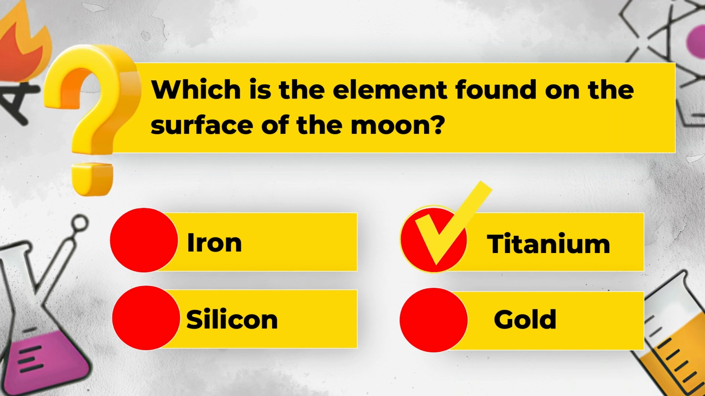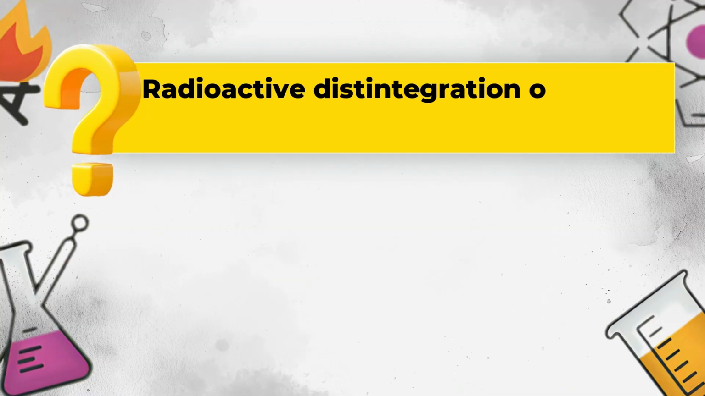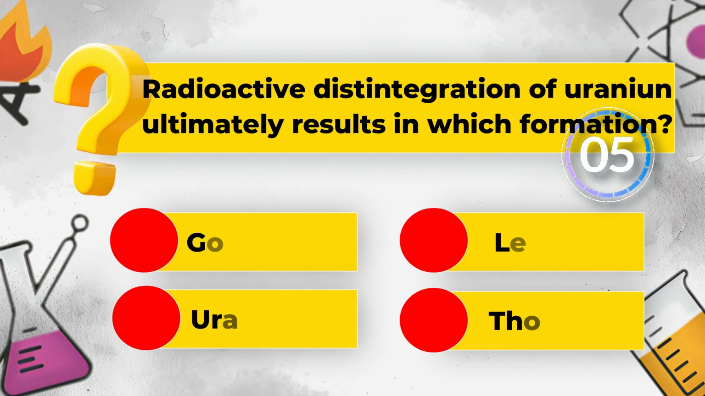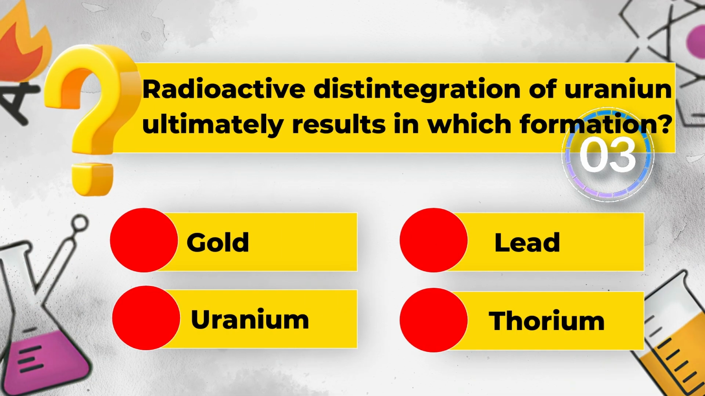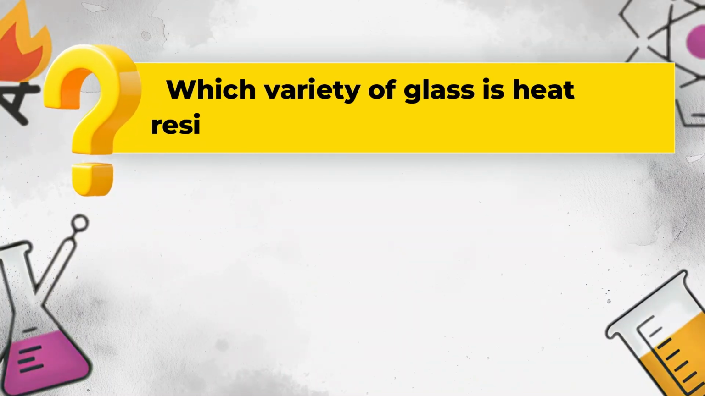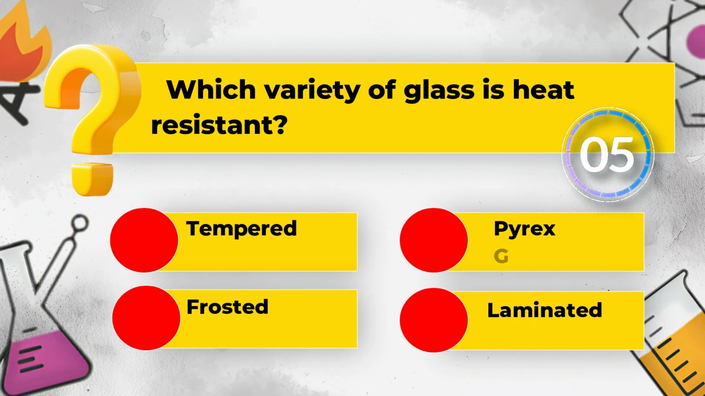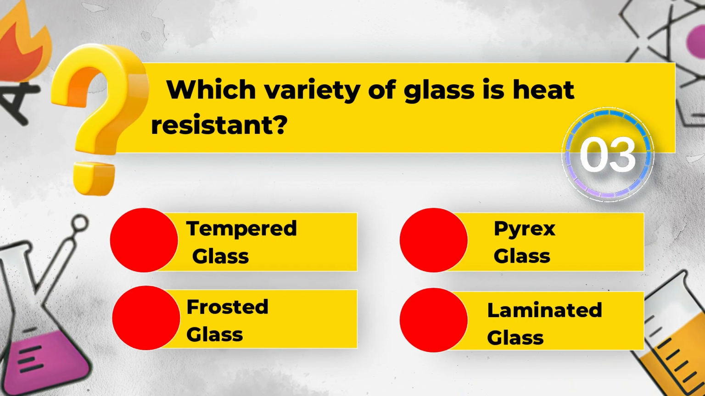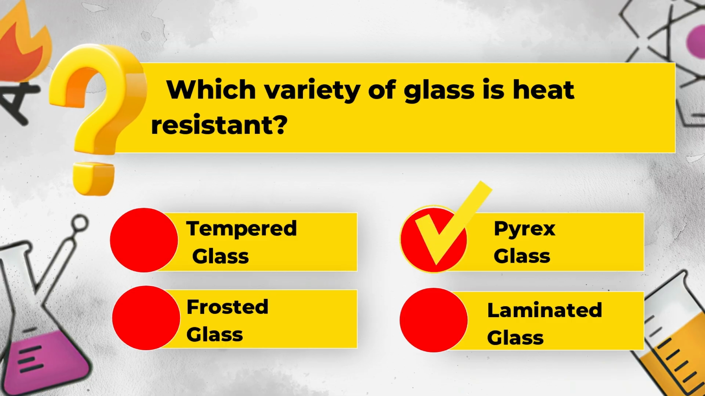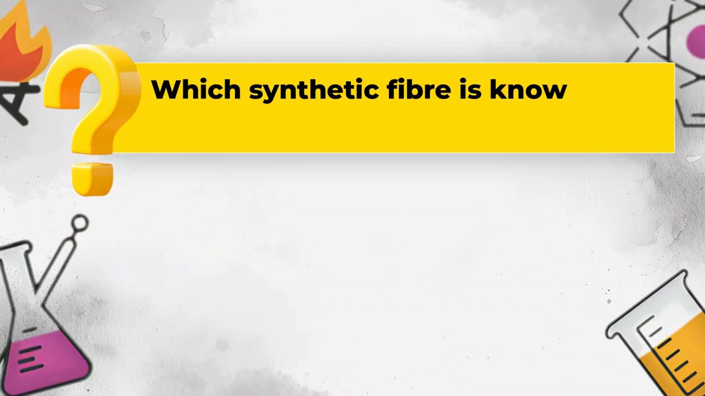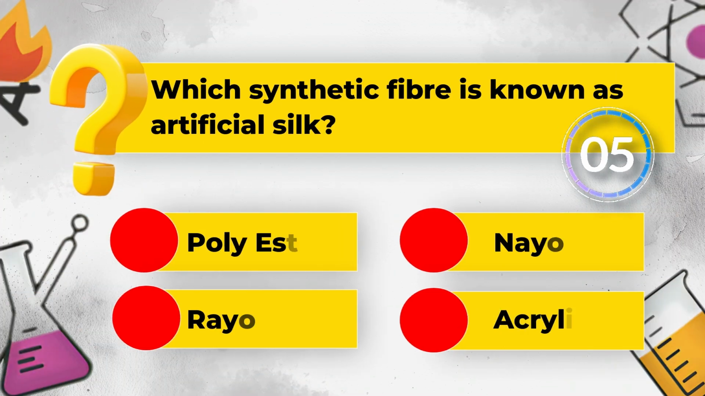Answer is titanium. Radioactive disintegration of uranium ultimately results in which formation? Answer is lead. Which variety of glass is heat resistant? Answer is Pyrex glass. Which synthetic fiber is known as artificial silk?